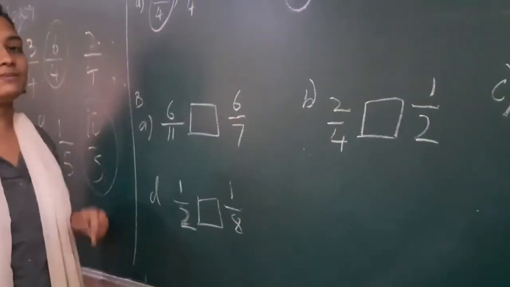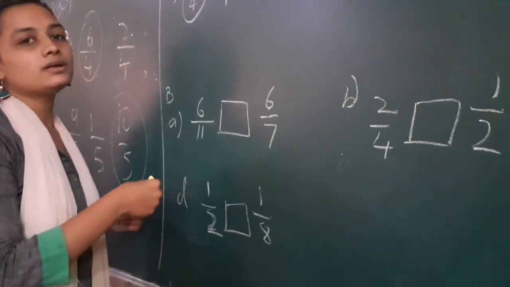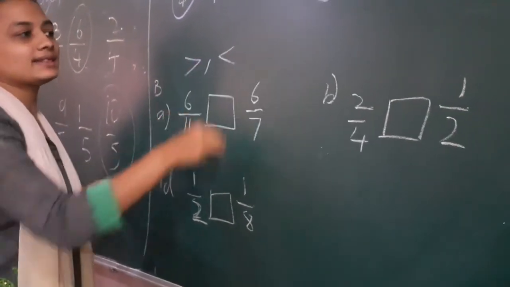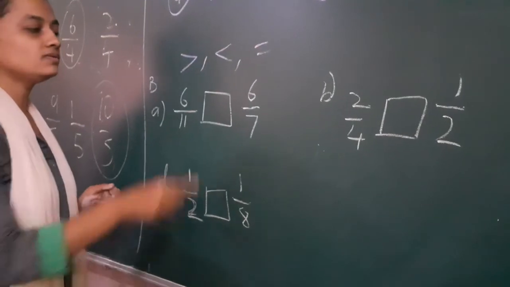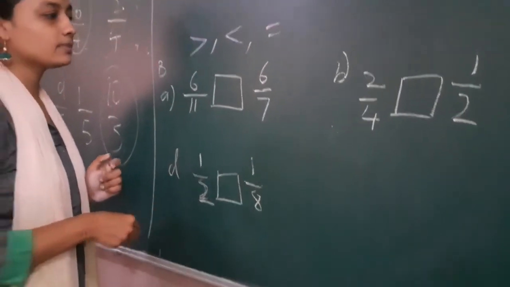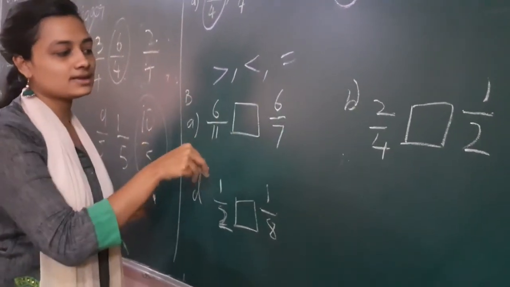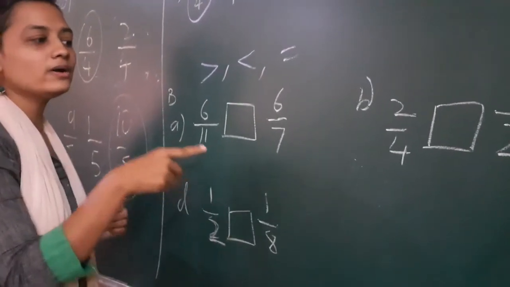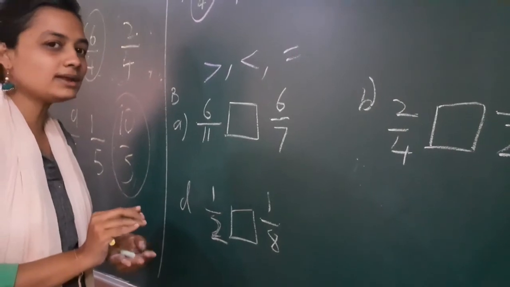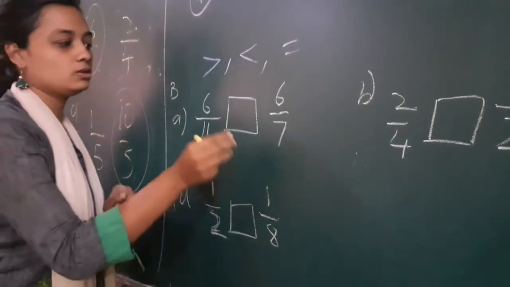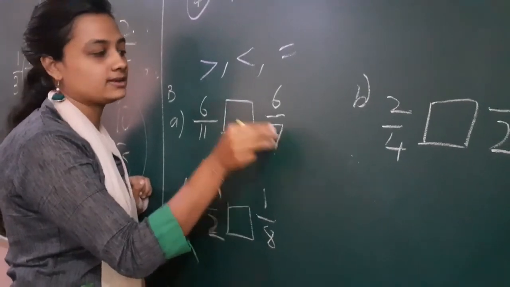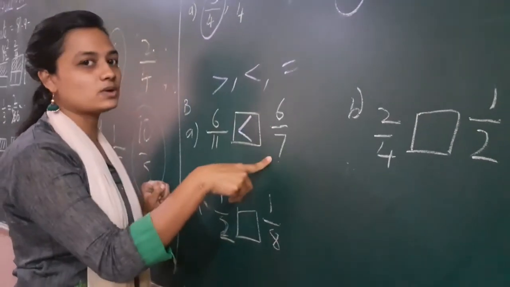Now come to B main. You have to draw the signs. You know the signs now, children? Greater than, lesser than, equal to. We will draw the crocodile mouth. Okay. So check which is bigger in this. Which is bigger, children? Denominators you should check. So which is having the small denominator? That is my big fraction. So which is the small denominator? 7 is having the small denominator. So this is my biggest one.